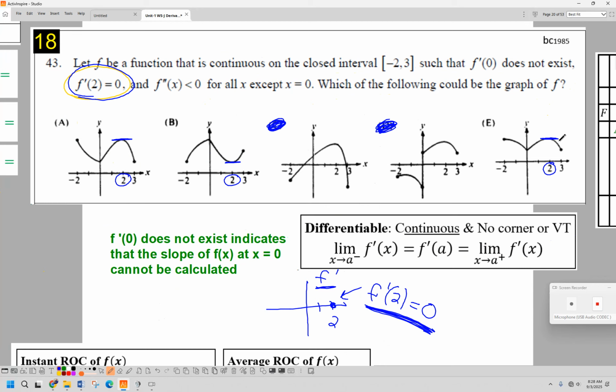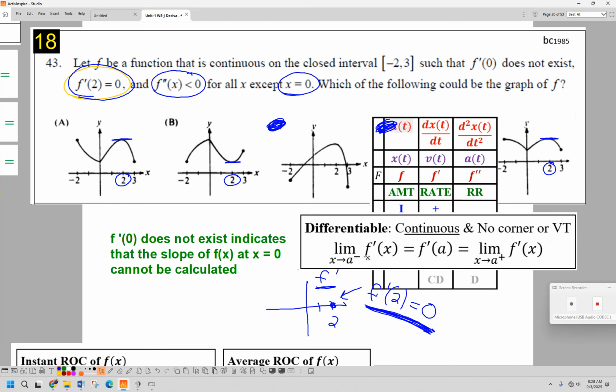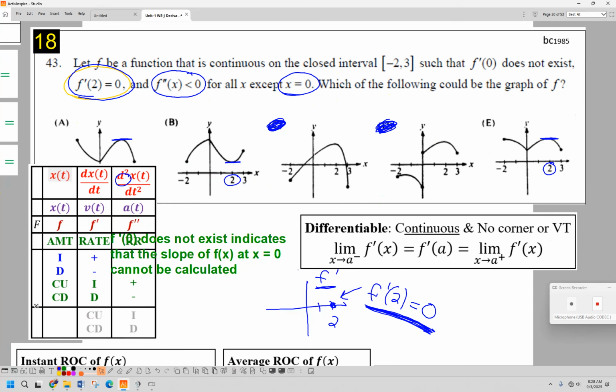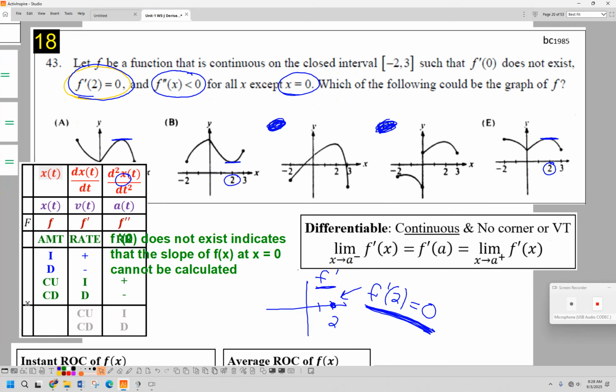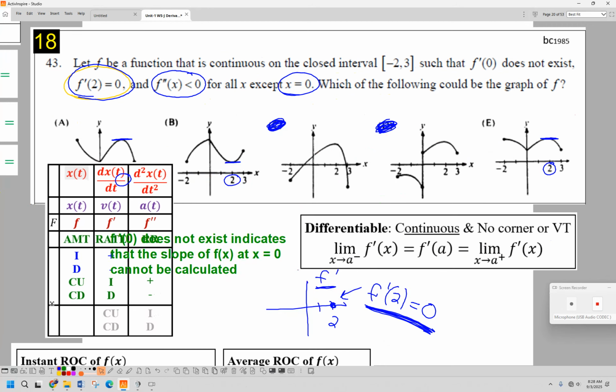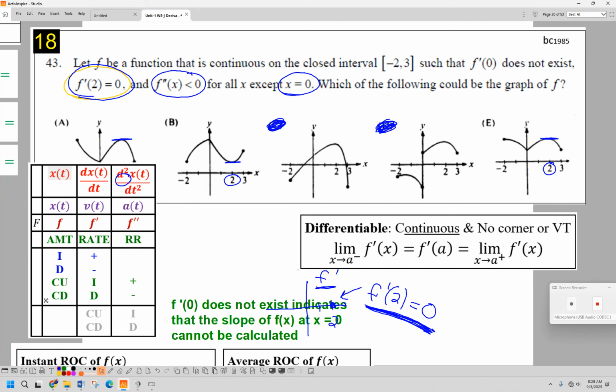Keep reading. F double prime is supposed to be less than 0 for all x except x equals 0. This is where I have to pull out Danica's chart. I have a hard time remembering what that really means without the chart. But once I see Danica's chart, I'm good. So F double prime, put that in a place where you can see it. F double prime is less than 0.